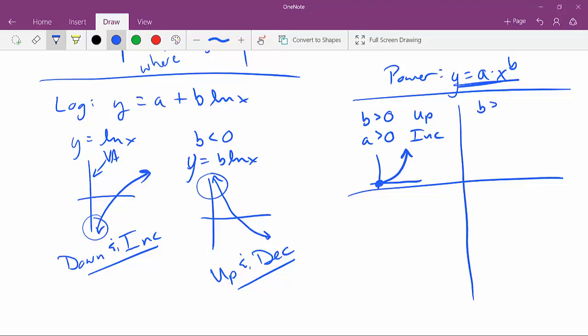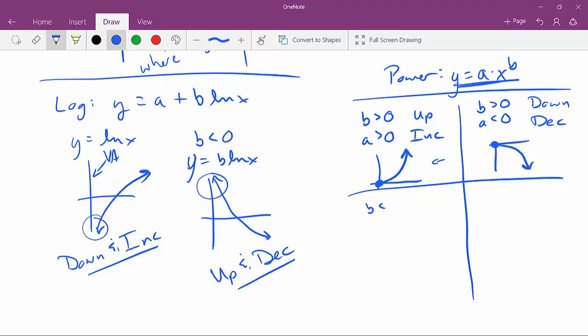But if b is greater than 0 and a is less than 0, it's going to flip this model across the x-axis. So we will have concave down and decreasing. So it'll still go through the origin, and it'll decrease like that.